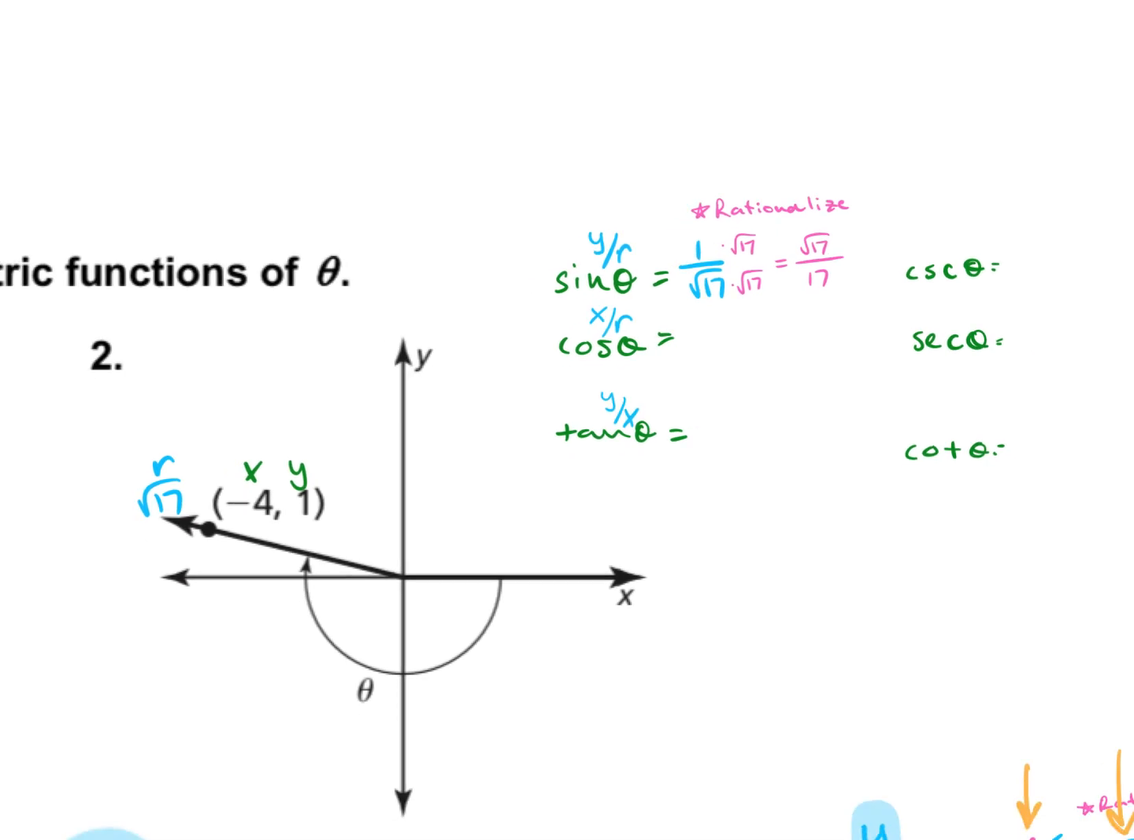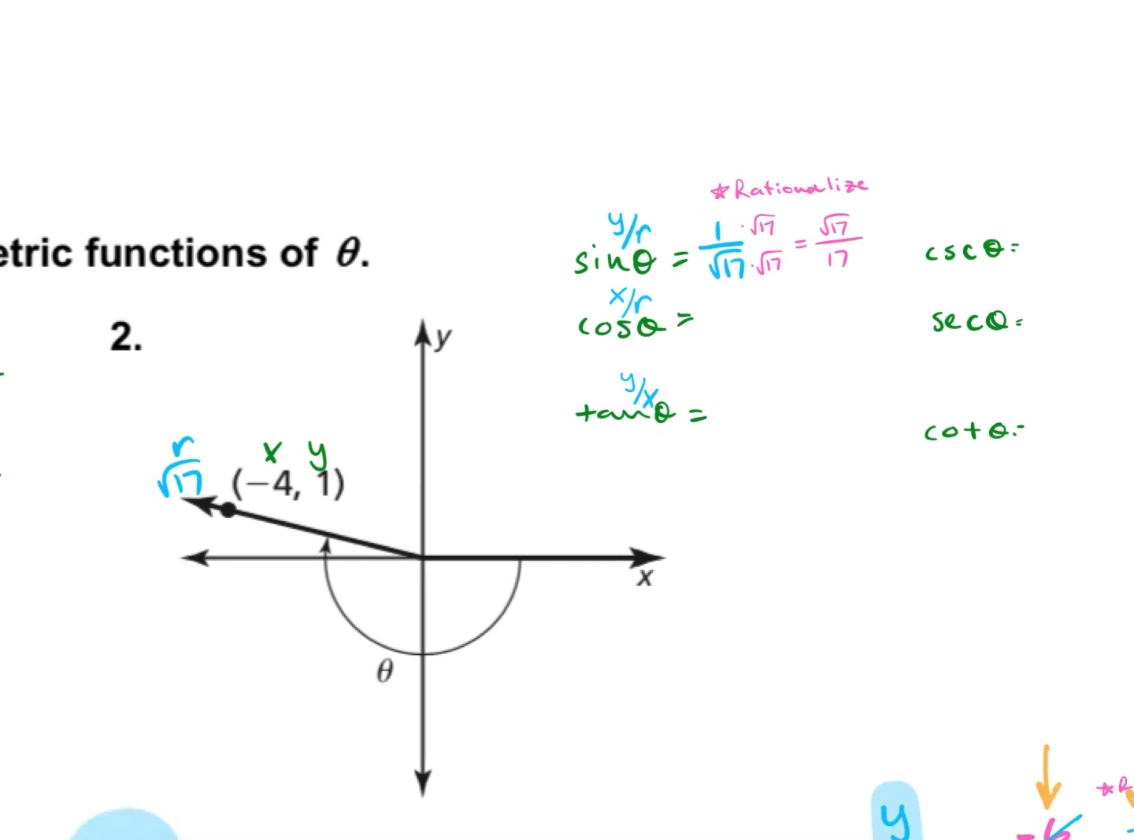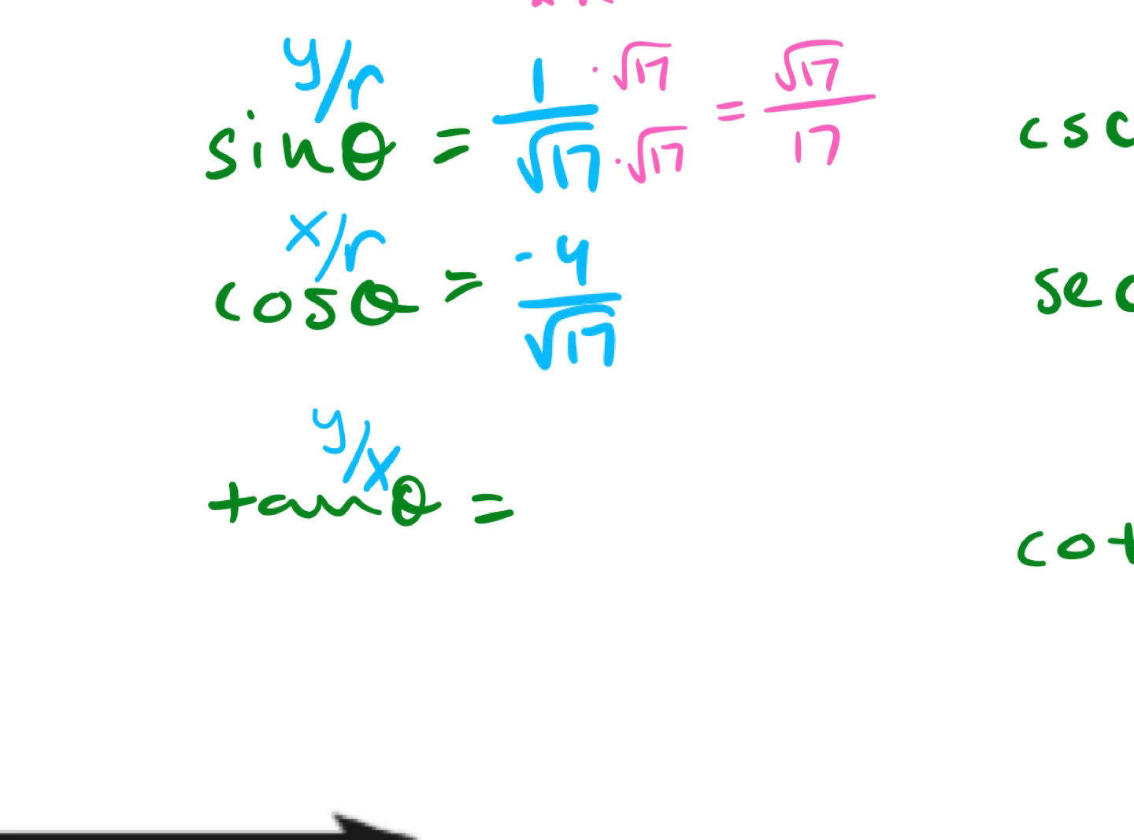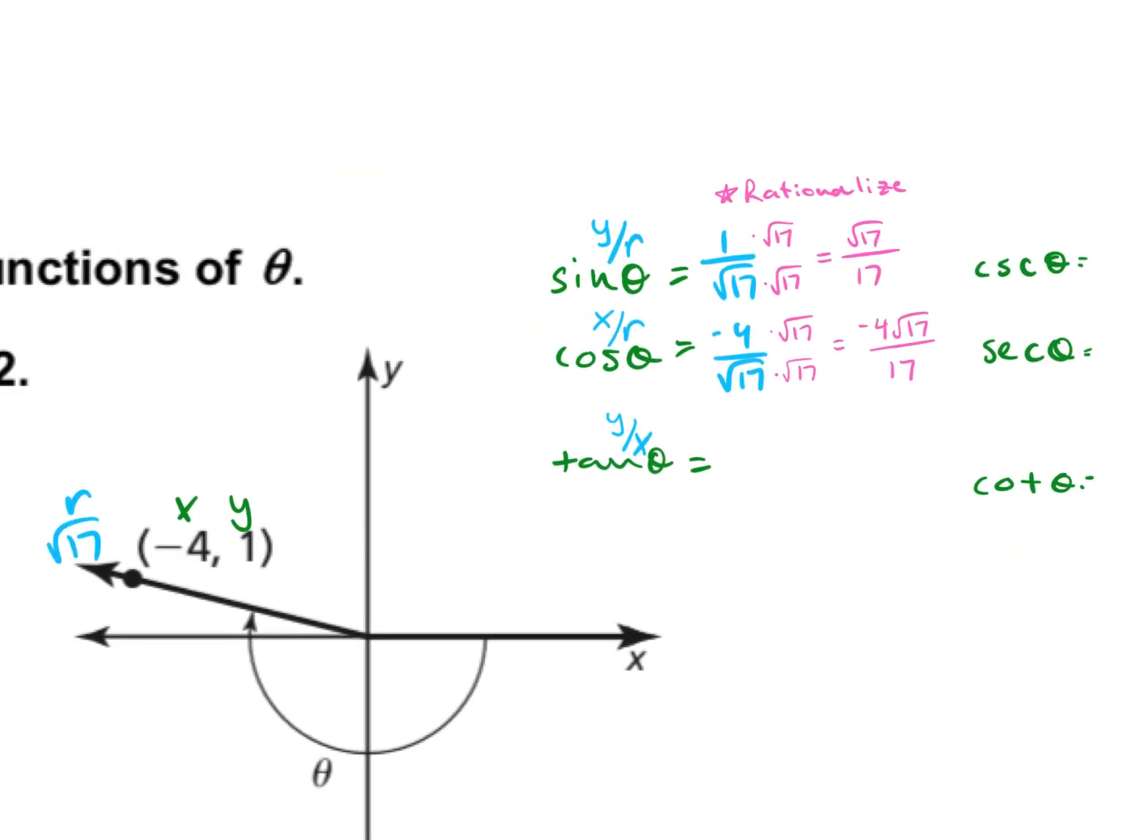Let's do the same thing for cosine. So cosine would be x over r, so that's negative 4 over square root 17. Can't leave the square root in the denominator, so we have to rationalize here. So we multiply by square root 17 over square root 17. So we get negative 4 square root 17 over 17. And then for tangent, we have y over x, so that would be 1 over negative 4.